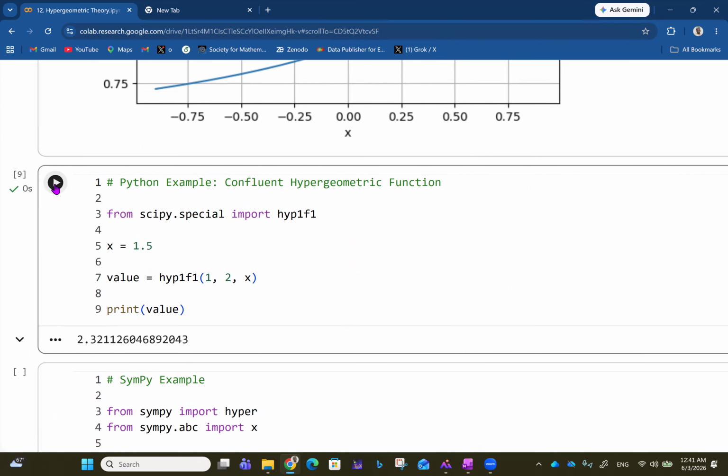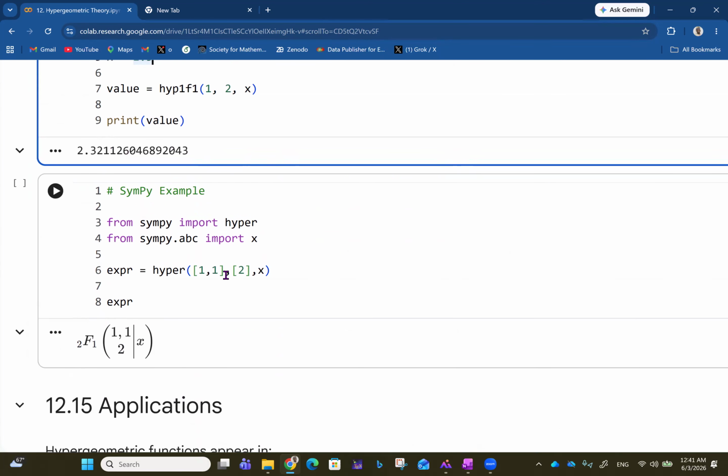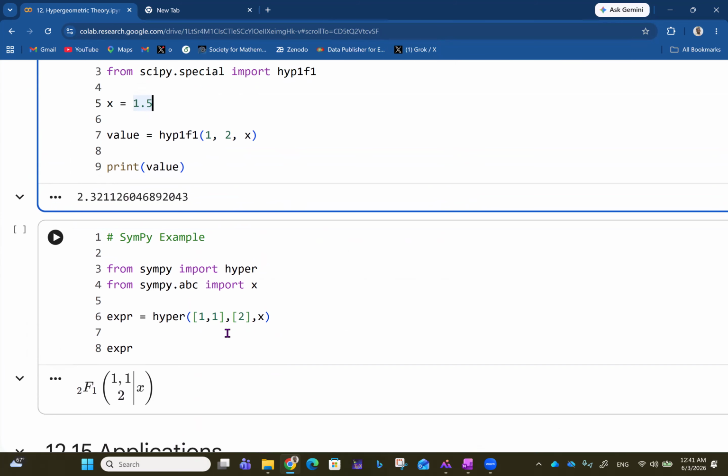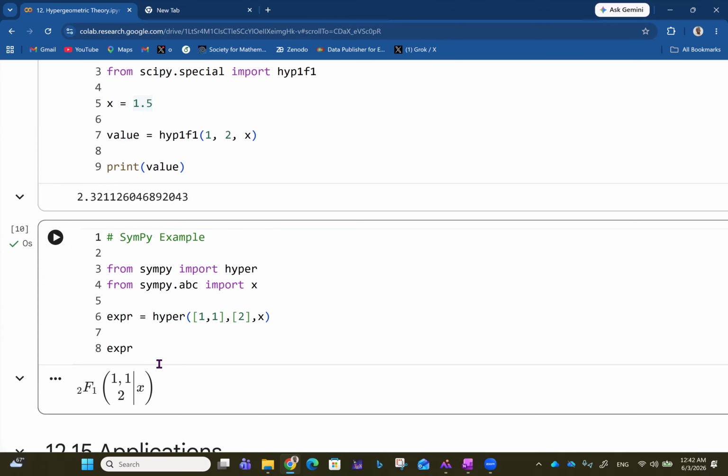So we have this going on here, but for x equals 1.5, then we can also have some. Oh, okay. SymPy is able to work, except that the expression is different. So in this case now, from SymPy we have to import hyper. So from sympy.abc, we import x. So we now have the expression to be hyper, where A is 1, B is 1, and C is 2. So 1, 1, 2, and then we have all of this. So it is expressed in this form.